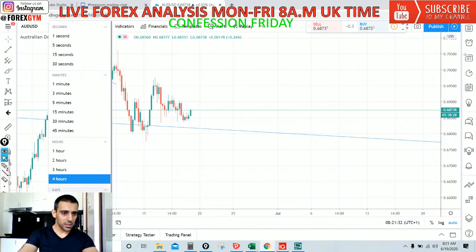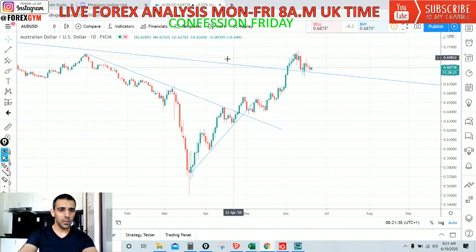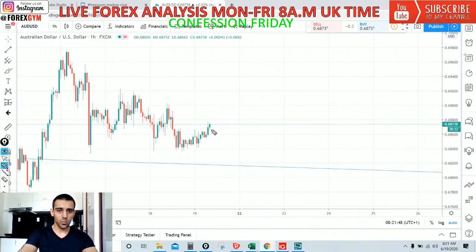Getting back to the daily time frame. Yeah, very similar. Stuck at this support level. It's not really showing much either. Let's go to the 1 hour time frame. Yeah, it looks pretty bad on the 1 hour time frame. It doesn't look good on the 1 hourly, and it doesn't look good on the daily. The only one is the 4 hourly time frame.